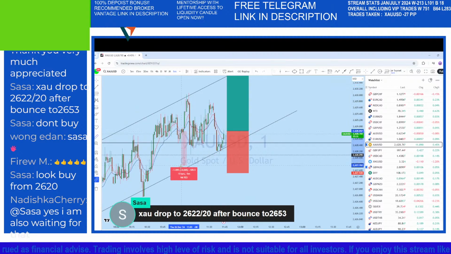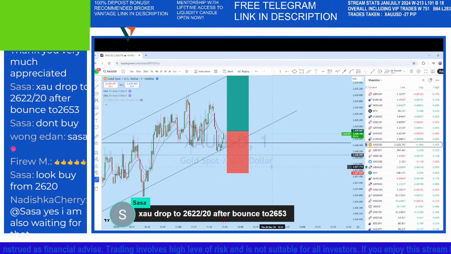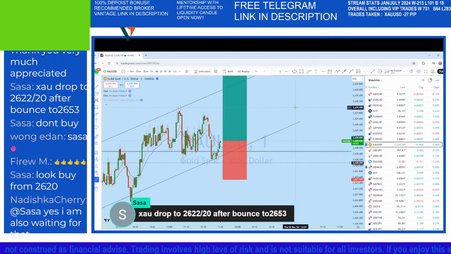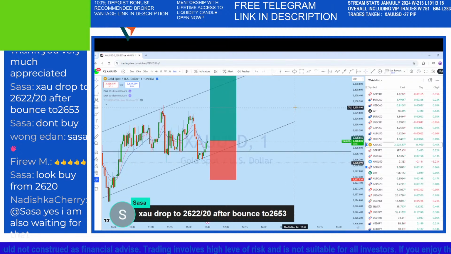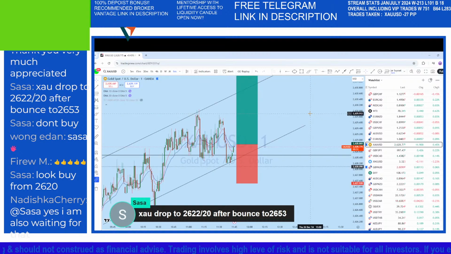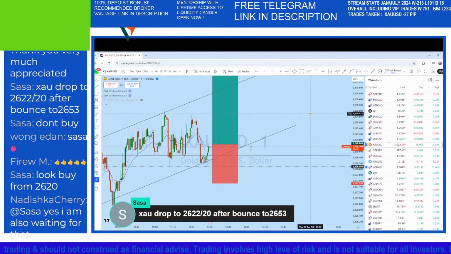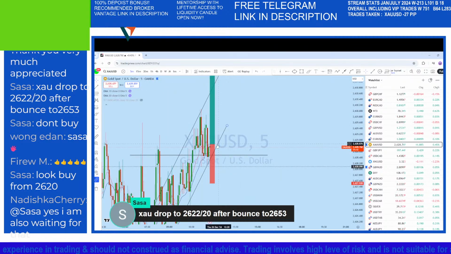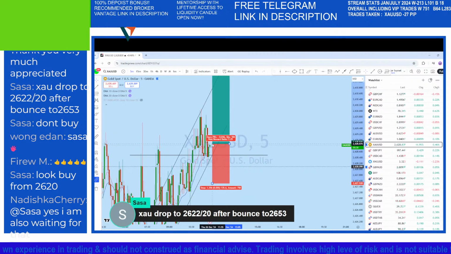Only 13 to 14 pips. So if your spread is higher, then probably you can keep a little wider. Just to see that the market is able to bounce. Look at the 5 minutes.